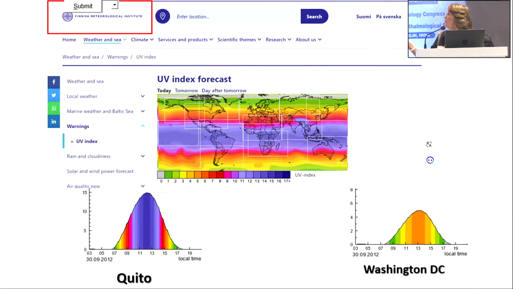If you look at the Finnish meteorological webpage, where they explain in some parts the UV index forecast, this is the UV exposure in different parts of the world. You will see that in Quito, the city where I work, on a certain day at midday, we reach a UV index of 15 on a scale that goes from 0 to 17. Above 3, skin and eye protection is recommended. In Washington, D.C., the same day at the same time, they only reach 5.